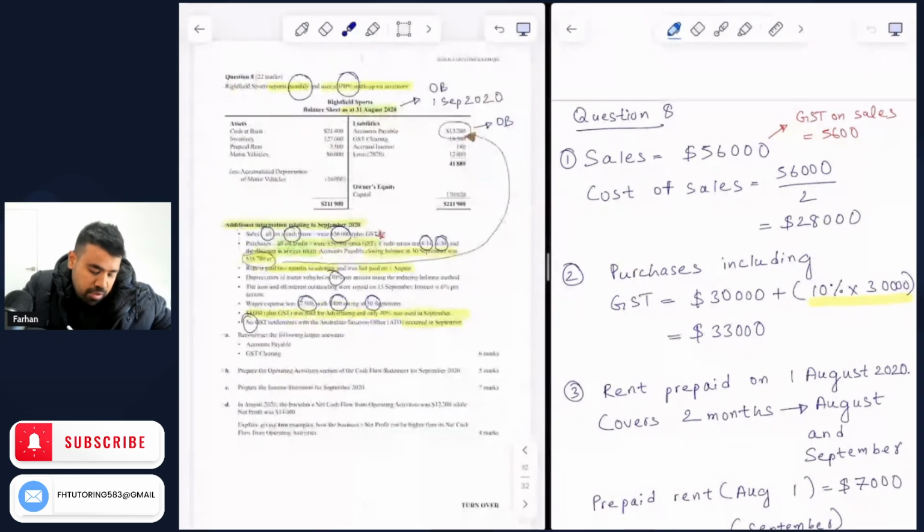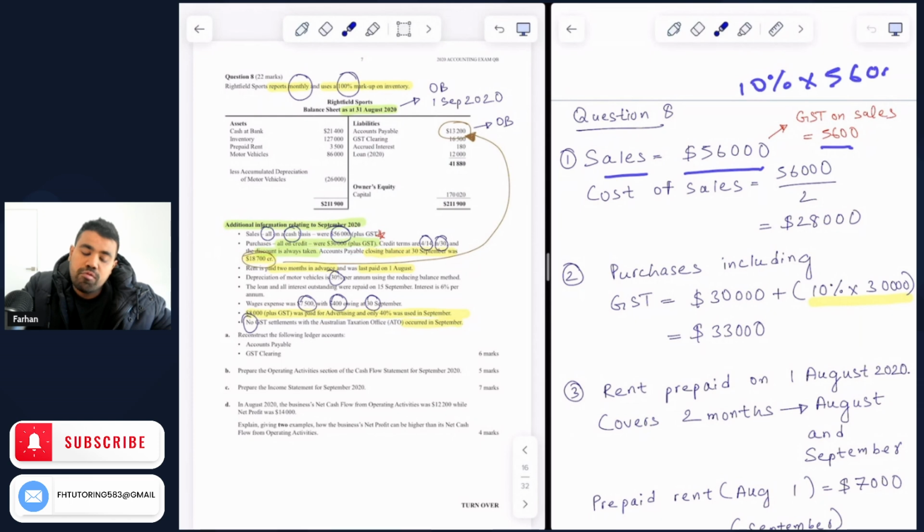Okay, so the first line says that sales are all on a cash basis, and that was $56,000 plus GST. On the right-hand side of the screen, you can see the workings. Sales is given as $56,000, and we know the GST is 10% on sales. All sales are on a cash basis, which means the GST we are going to receive on all of these cash sales is $5,600, which we calculated by simply multiplying the GST rate of 10% on the total sales volume of $56,000.